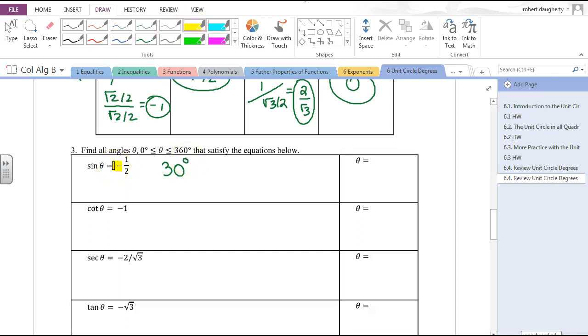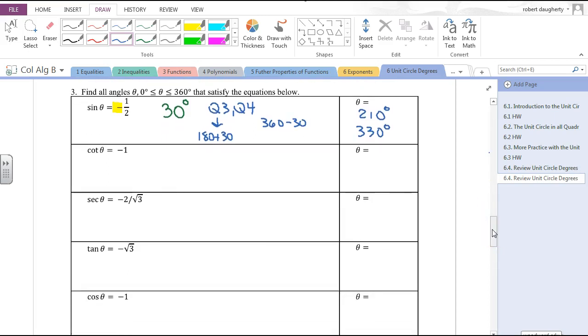Okay, so where is the sine negative? The sine will be negative in 2 quadrants. So in quadrant 3 and quadrant 4. Okay, so what does a 30-degree angle look like in quadrant 3 and quadrant 4? So in quadrant 3, it looks like 180 plus 30, so that's 210. And in quadrant 4, it's going to be 360 minus 30, so that's 330. Those are the 2 angles that give me the sine equal negative 1/2.